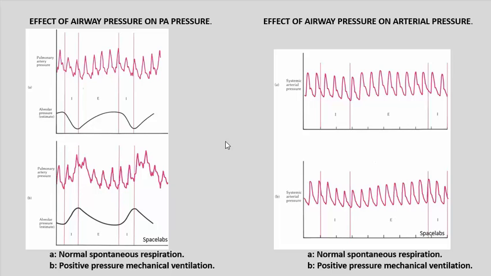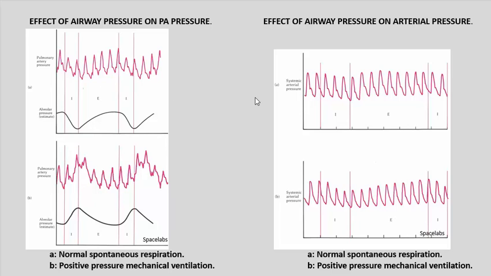Let's have a look at another little interesting variation. This time on breathing and the effect of breathing on airway pressure. Here we have a recording of a pulmonary artery pressure, and here we have alveolar pressure. Now, this is for a normal study, and this is for a patient undergoing positive pressure mechanical ventilation, PEEP, positive end expiratory pressure.